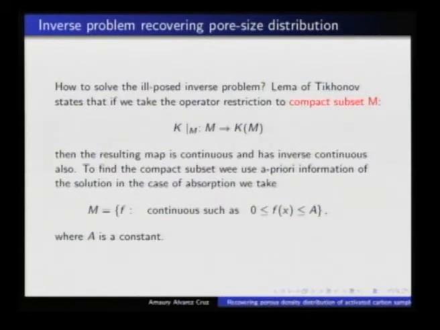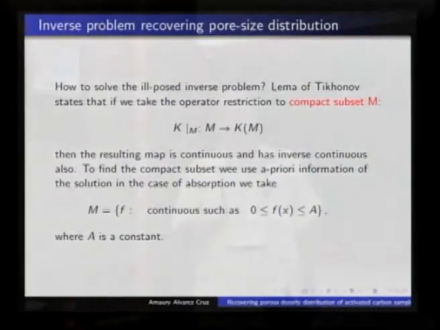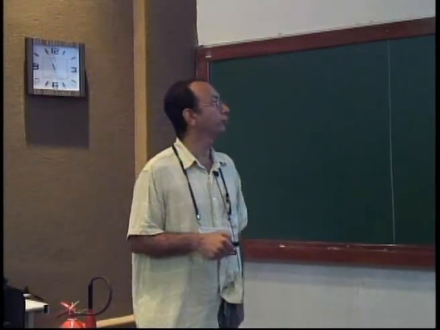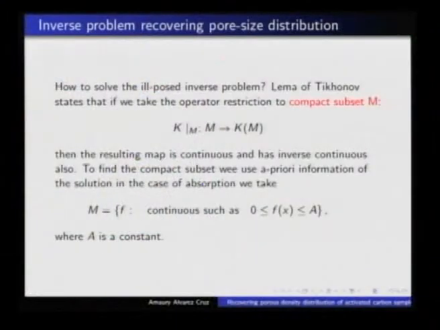The problem then is to find the compact subset using a priori information of the solution. For example, if we take this compact subset, which is useful for our case, continuous functions that are uniformly bounded in our compact subset of the porous media, with the minimum or maximum porous media size, we take a compact subset. This included a more practical, feasible solution of our case.